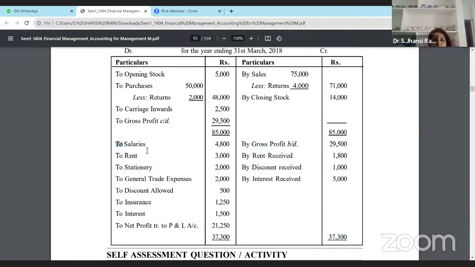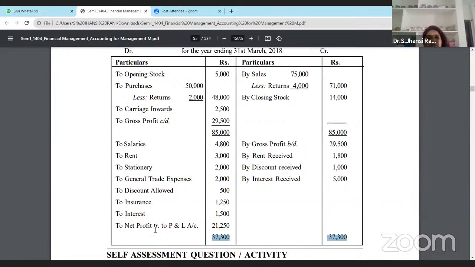Now we have written all the expenses on the debit side and incomes on the credit side. Again here the difference: credit is more, that is 37,300, and debit is less. When income is more and expenditures are less, we call it net profit in the profit and loss account.